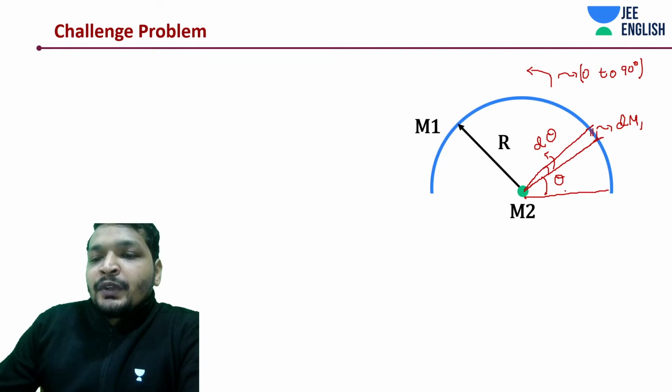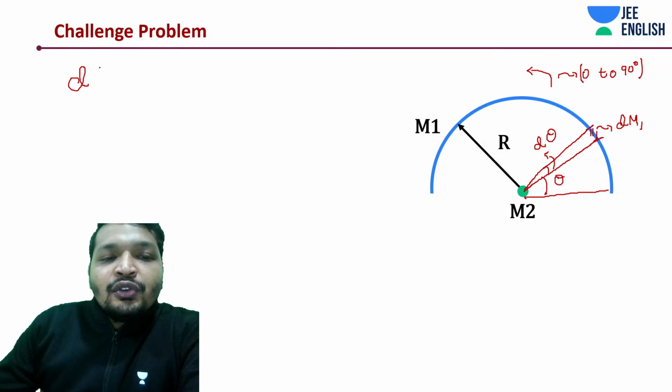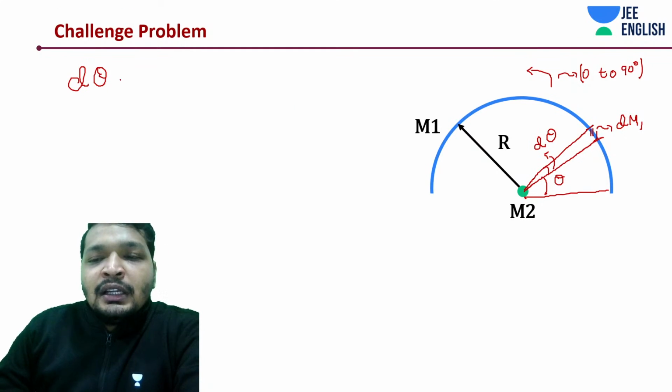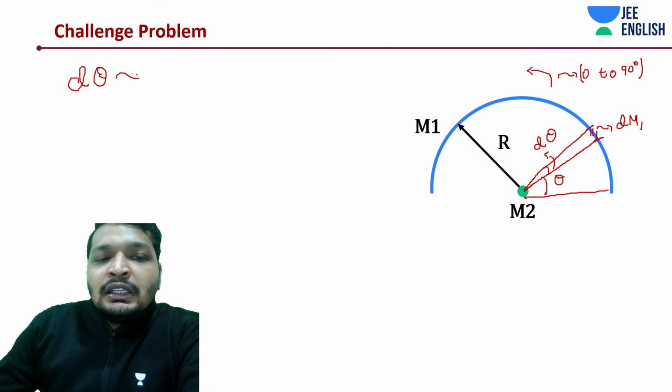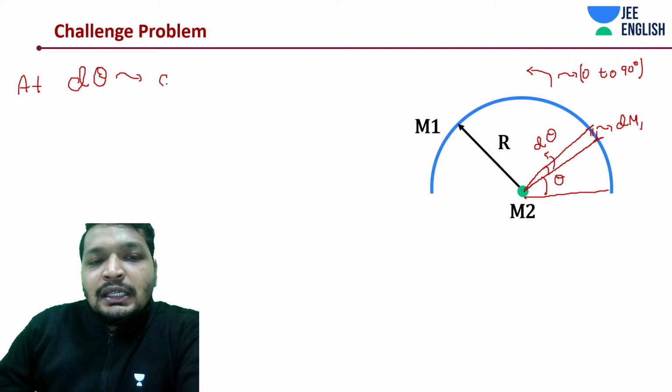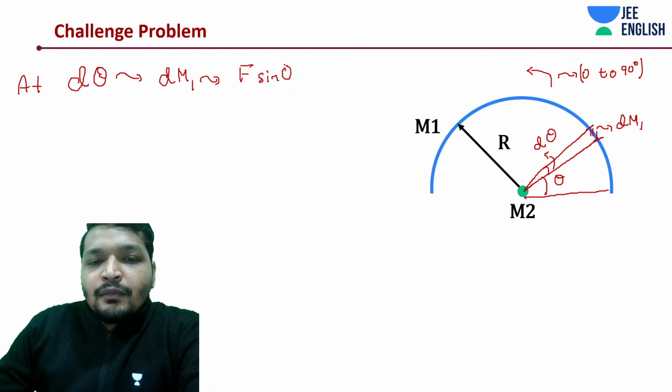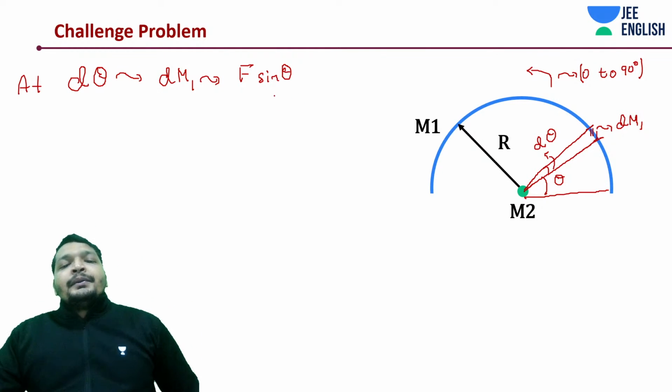Let's check it out. So what is the net force due to this element d theta, the element at an angle d theta, which has a mass dm1? What is the force? It's going to be f sine theta, or you can take it to be two such symmetrical things. It's going to be 2f sine theta. Okay, easy.